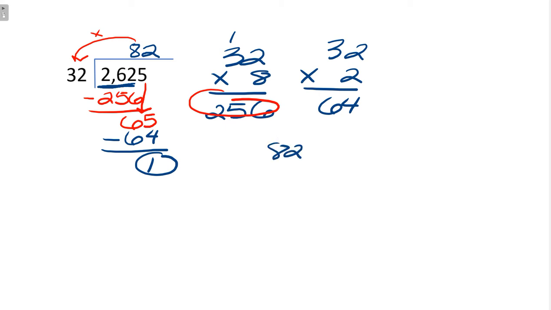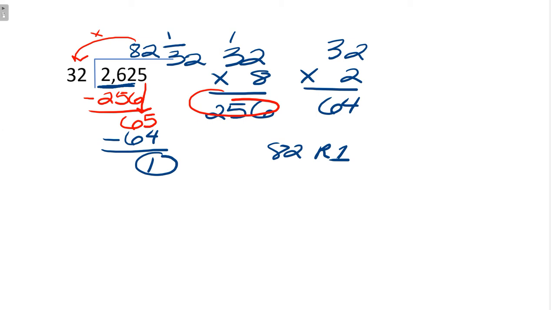82 remainder 1. If your teacher lets you write your answer like this, you're done. If he or she doesn't, you have to write it as a fraction. So you're going to say 1's left over, 1 out of what? 1 out of 32. Okay, so now we could do a check of this.